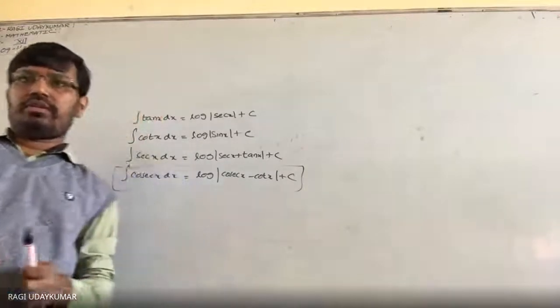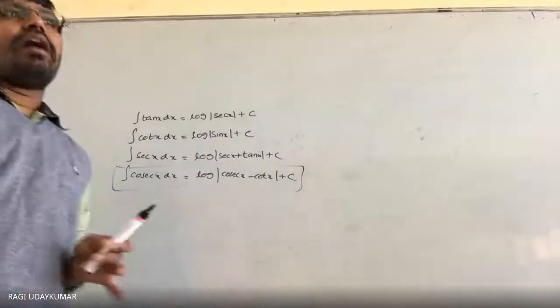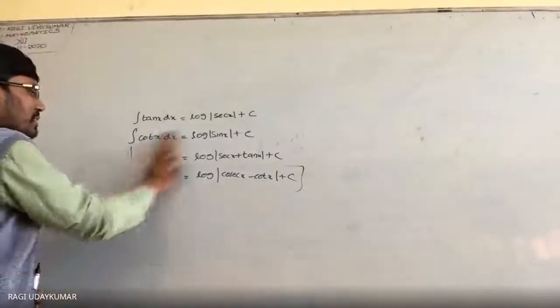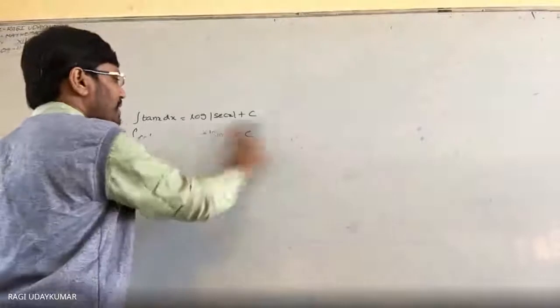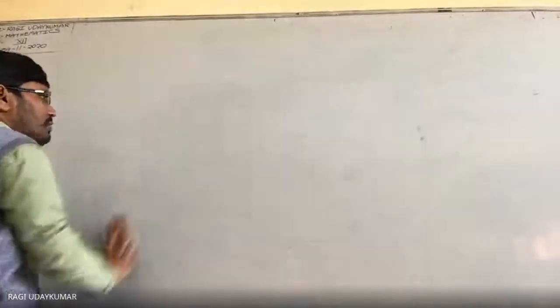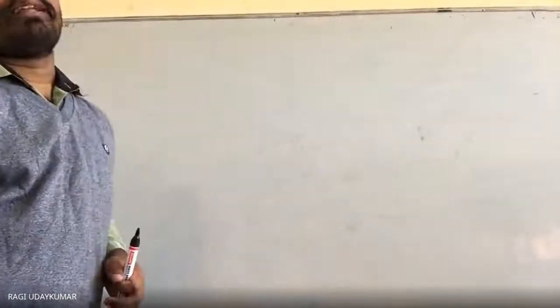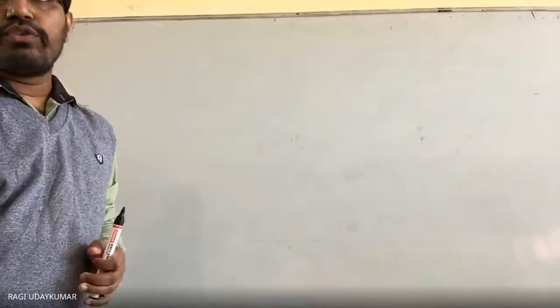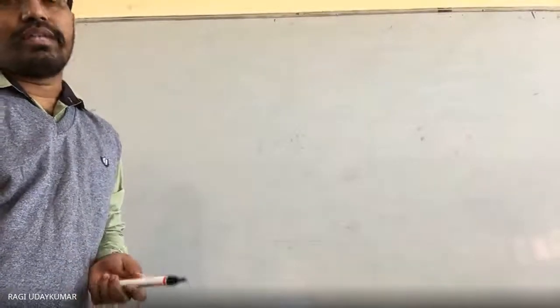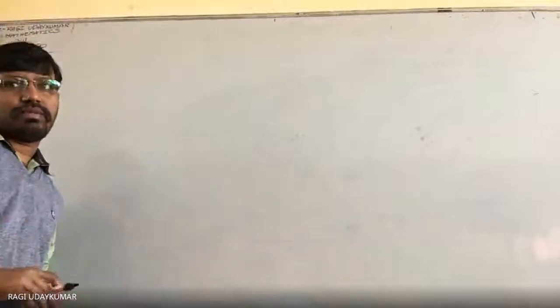Okay, so with this we are going to have the next exercise, 7.3, which is based on trigonometric identities. If you know all the trigonometric identities and trigonometric formulas that you have, then you will be able to understand and solve the problems.